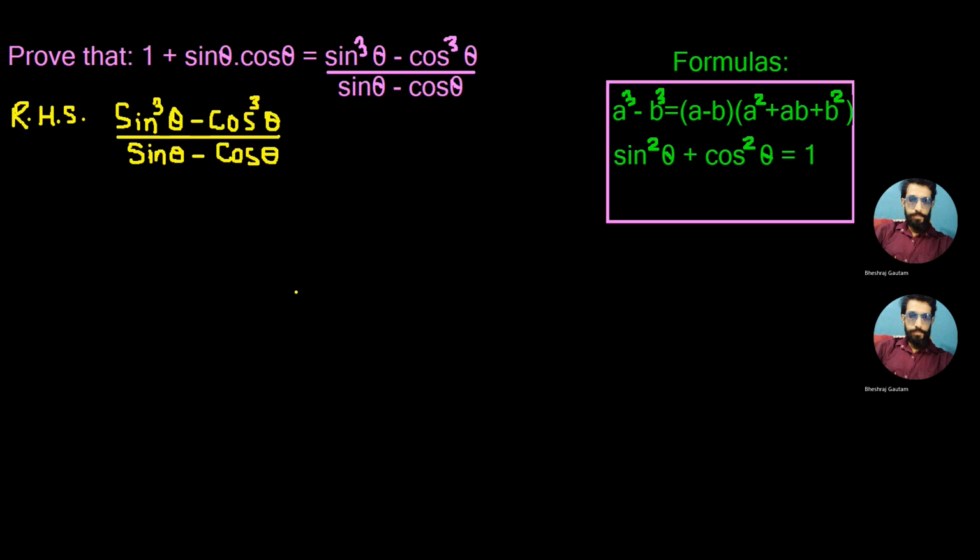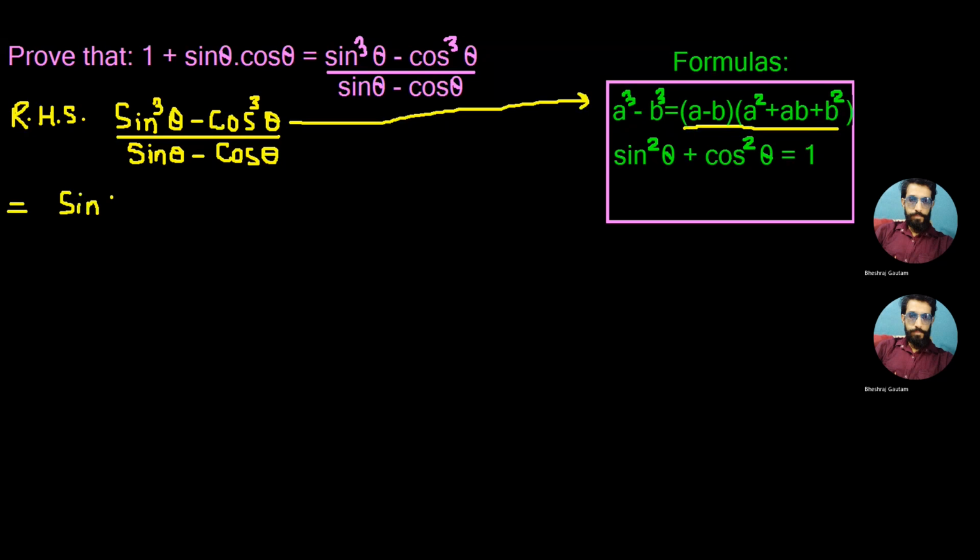Namaste. Let's start the solution of the given question from the right hand side. First of all, comparing the numerator of the right hand side with the formula a cube minus b cube, we can write that as (a minus b) in one bracket and (a square plus ab plus b square) in the next bracket. So let's do the same.